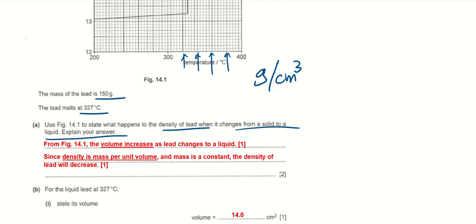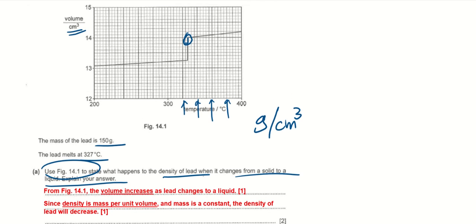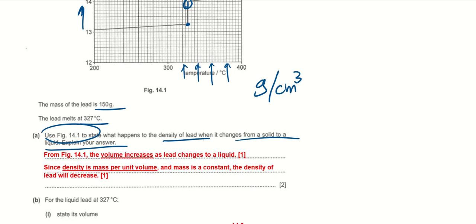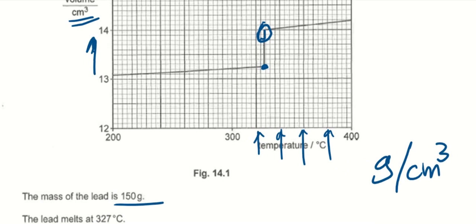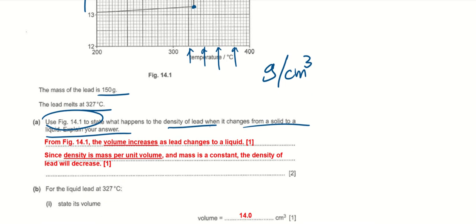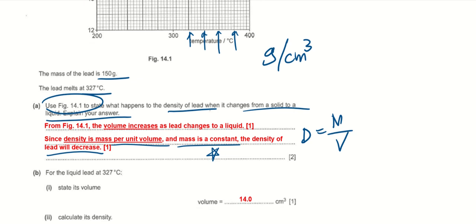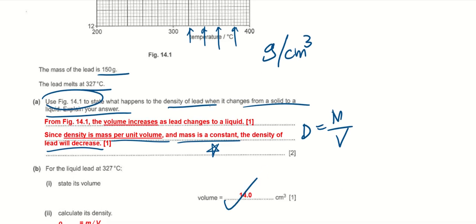Okay. Use figure 14.1 to state what happens to the density of the lead when it changes from a solid to a liquid. We need to use figure 14.1. So from 14.1, the volume increases, right? The volume actually increases from 13.2 to 14. Okay, since density is mass per unit volume and mass is a constant, density will decrease, using density is equal to mass per unit volume. So for the liquid lead at 327 degrees, state its volume, so it's 14 cm cube.